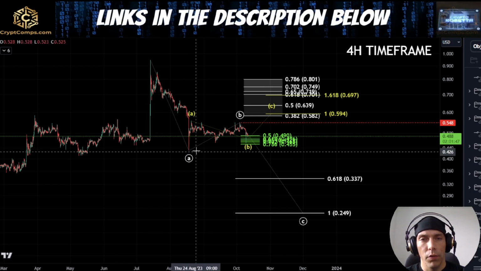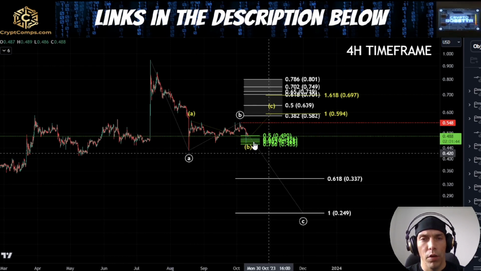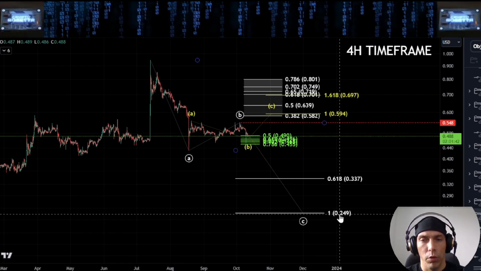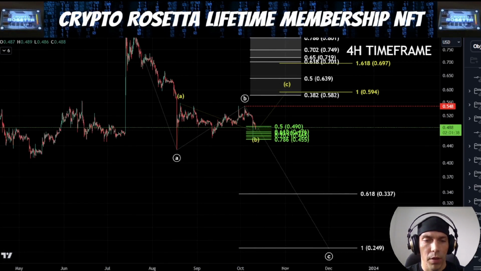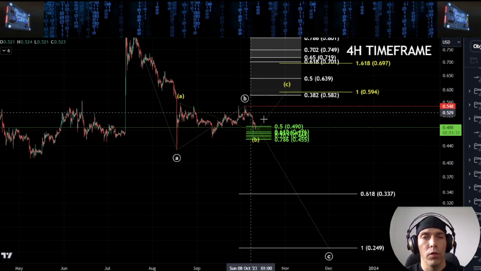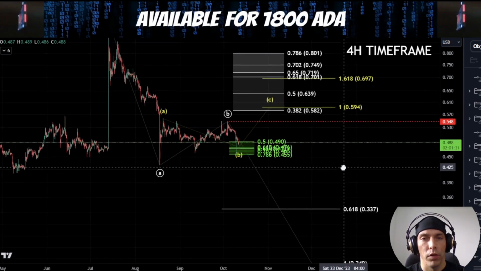So we can see here that if this is A, B, and C, our 1-to-1 off of this, looking at it as a triangle, would be here at this 249. If we are looking at this idea, what we'd be anticipating is a protection of this high here, this 0548. So this would be our invalidation of the C wave starting directly.